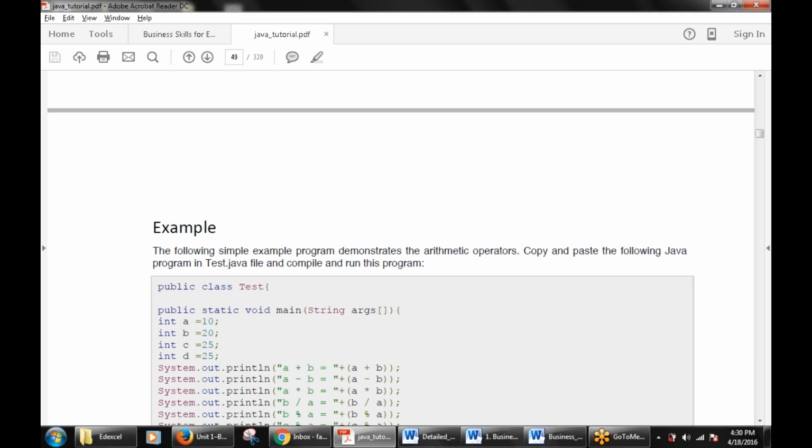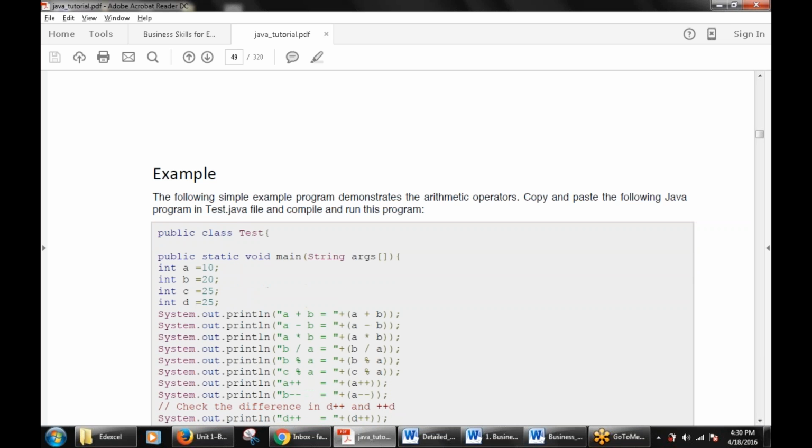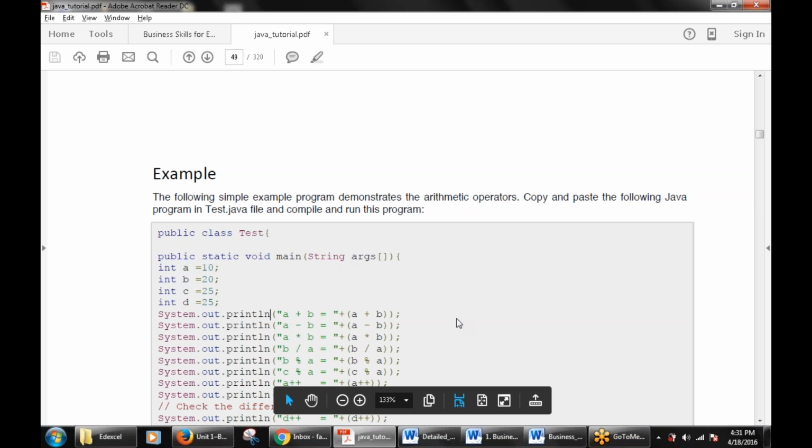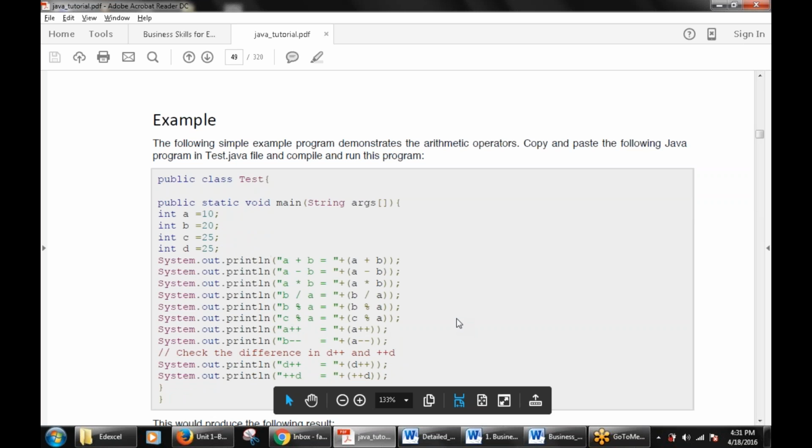And this is one of the programs that shows arithmetic operators. These are the 4 variables that are defined: a has the value 10, b has the value 20, c has the value 25, d has the value 25. Then System.out.println of a plus b gives the output 10 plus 20 is 30. Then a minus b gives minus 10. Then a into b is 200, because 10 into 20 is 200. Then b divided by a, that is 20 divided by 10.